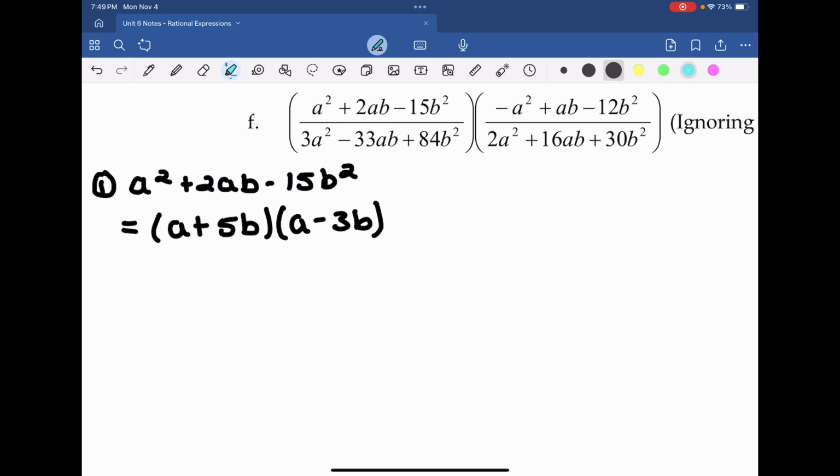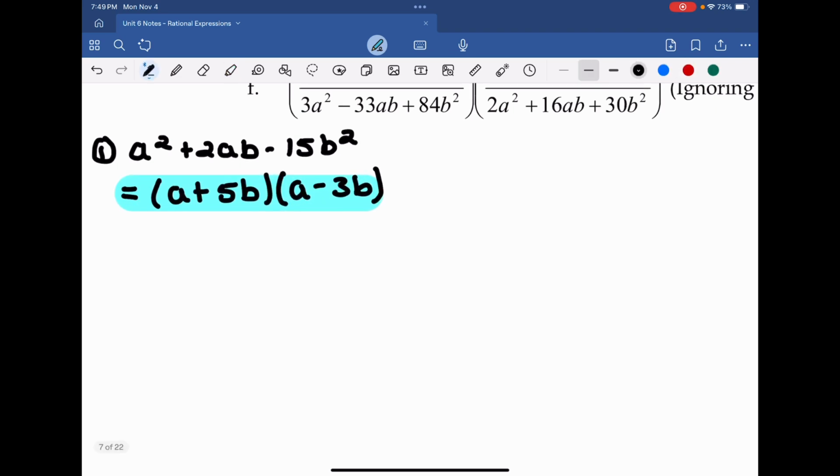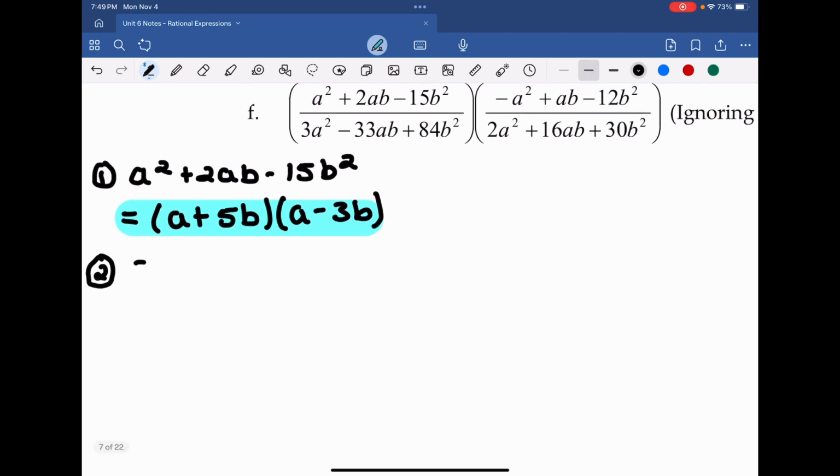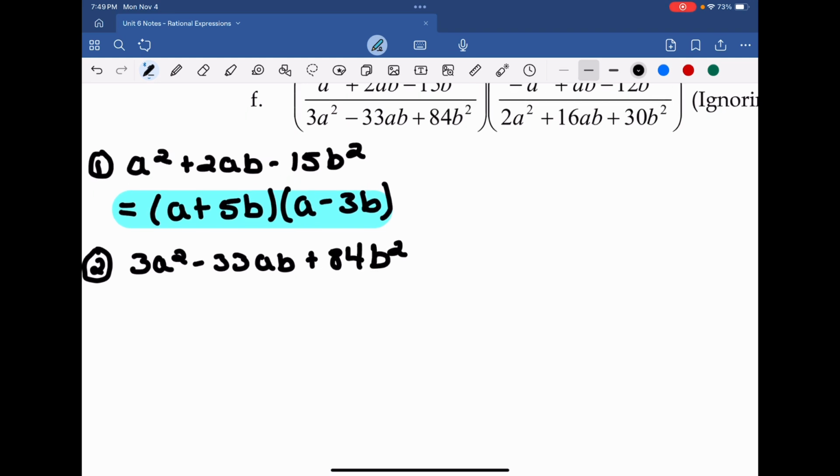Okay, so there's our first factored form, and what we're going to do is highlight it in blue, indicating we want to bring this forward into the next part of the problem. Now, for step number 2, we're going to do that right below. Step number 2 is to take the denominator of that one, which was 3a squared minus 33ab, and then plus 84b squared, and put it together.